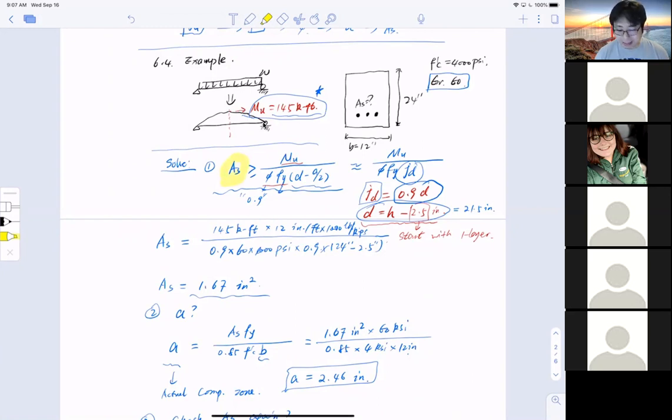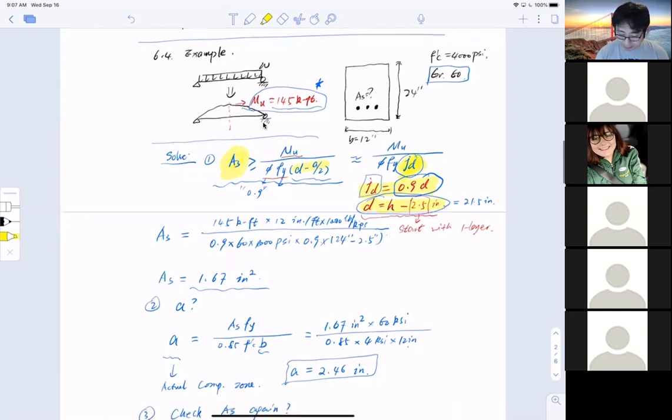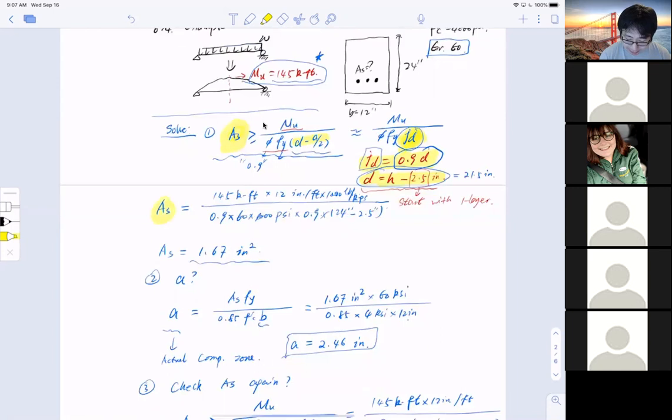But the problem is, since I don't know the location of the reinforcement, I'm going to use an estimate, which is 90% of the depth of the beam. With that, I can proceed to calculate my AS. A side note: for a singly reinforced section, one layer, the depth equals the height subtracted by the concrete cover, which is 2.5 inch. So now we estimated AS.